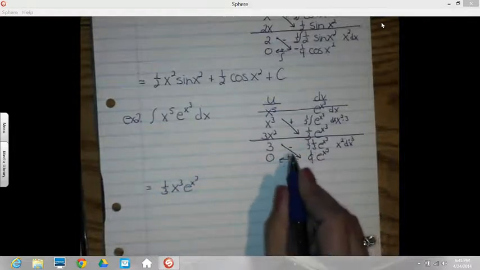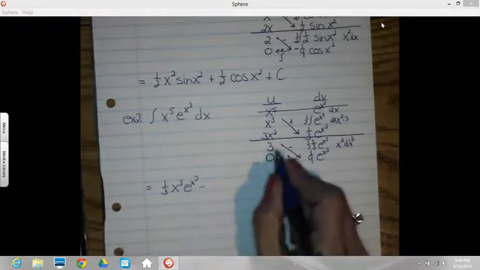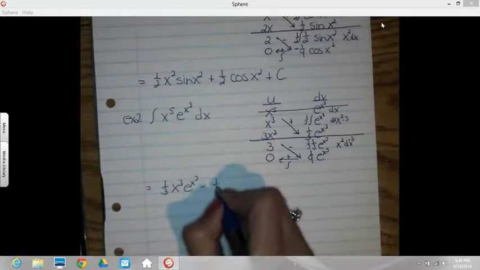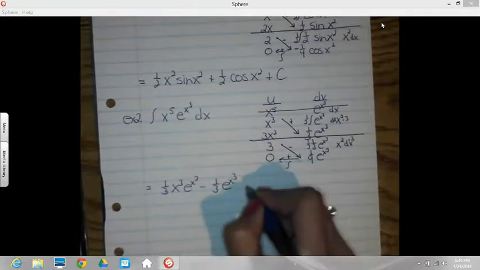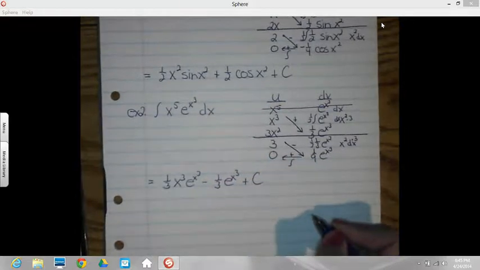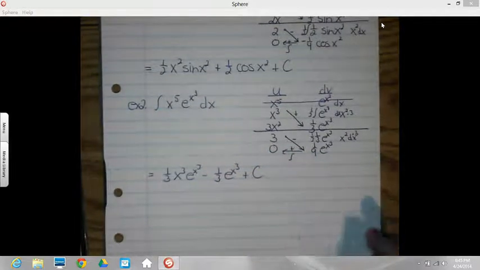Here we will have minus, let's see, 3, that'll be 1/3 e to the x cubed, 0 plus c. Okay.